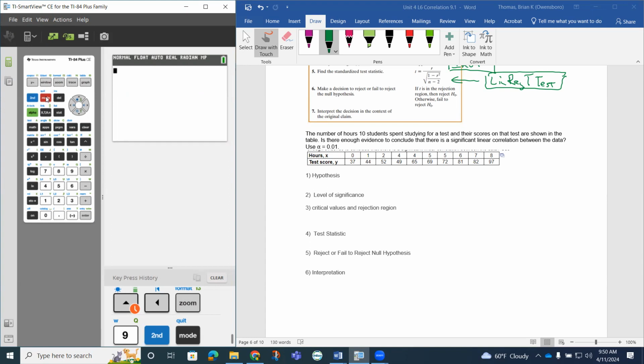As we do a hypothesis test here, since we're doing a population correlation, H0 is going to be rho equals 0. And the alternative hypothesis is going to be rho does not equal 0. That's going to be your alternative. Basically, this is not significant, and this is going to be significant.